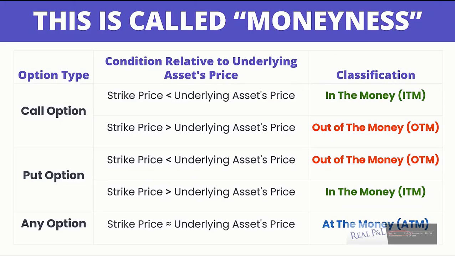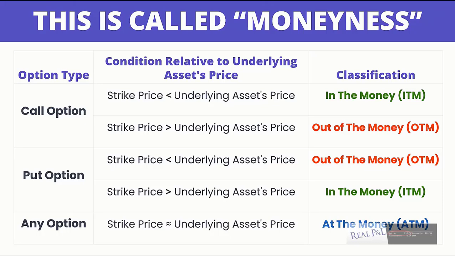Now, again, moneyness: you're looking at the price of the stock and comparing it to the strike price. There are many strike prices. On a call option, if the strike price is under the asset's value, it's in the money. And if the strike price is over the asset price, it's out of the money. Now with the put option, it's the opposite. If the strike price is less than the underlying asset price, it's out of the money. And if the strike price is greater than the underlying asset price, it's in the money.